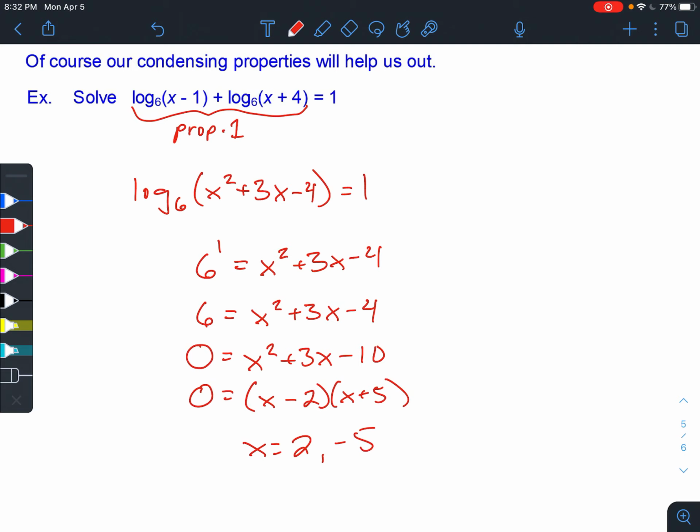Now, of course, again, we want to check and make sure that both solutions give me positive inside all of my logs. Otherwise, I throw them out. If I plug in the 2, I get 2 minus 1 and 2 plus 4 inside my logs, and those both give positive results, so that's good.